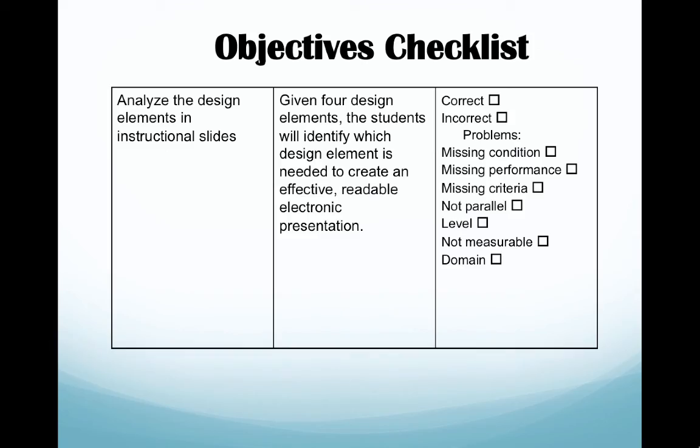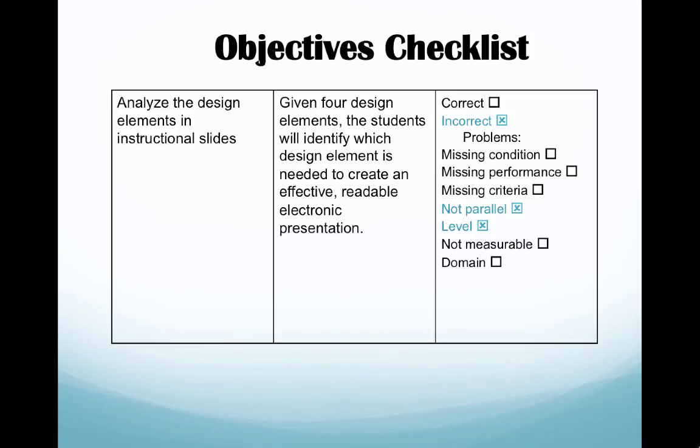Okay, let's look at our subskill on the left. Analyze the design elements in instructional slides. Our objective, given 4 design elements, the students will identify which design element is needed to create an effective, readable electronic presentation. So this is incorrect. It's not parallel. In other words, our 2 verbs don't match, and it's at the incorrect level. The subskill implies that we are at the terminal objective level, whereas our objective is only at the concept level.